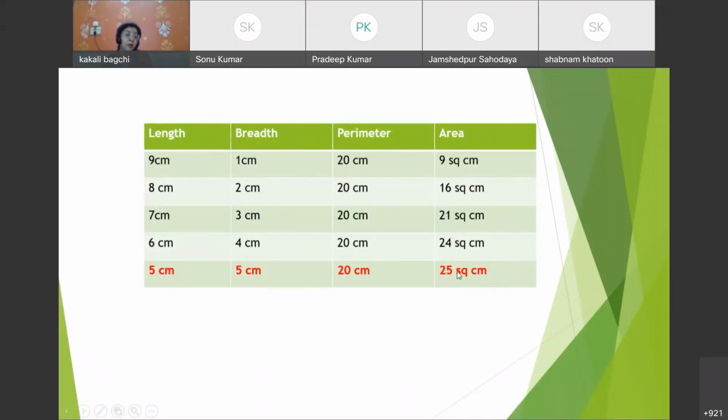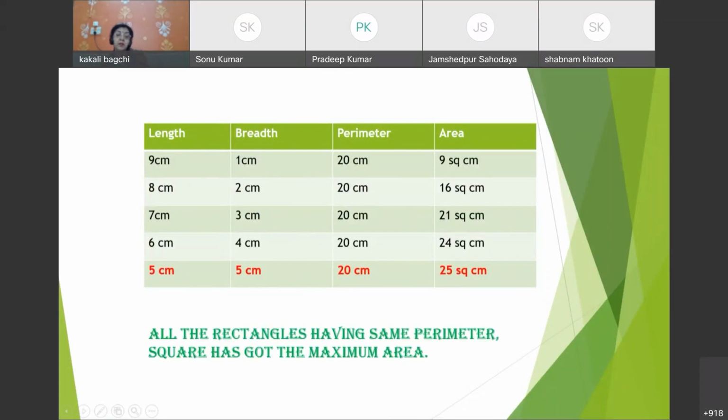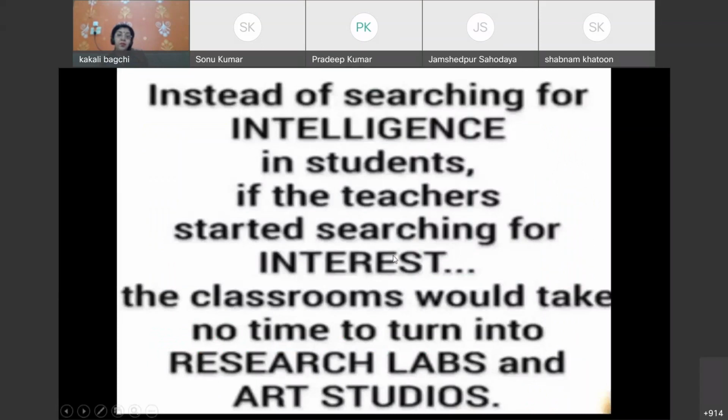Finally, the area becomes maximum when length and breadth are equal, that means when it is a square. The child can come to the conclusion that among all rectangles having the same perimeter, the square has the maximum area. After that you can derive this by differentiation, which is there in class 12. So if we try to find out interest rather than intelligence, the classrooms would take no time to turn into research laboratories and art studios.